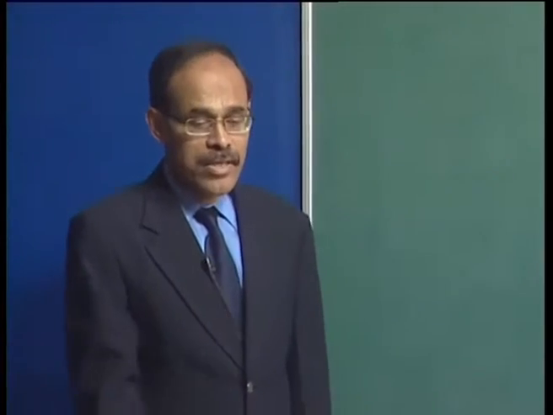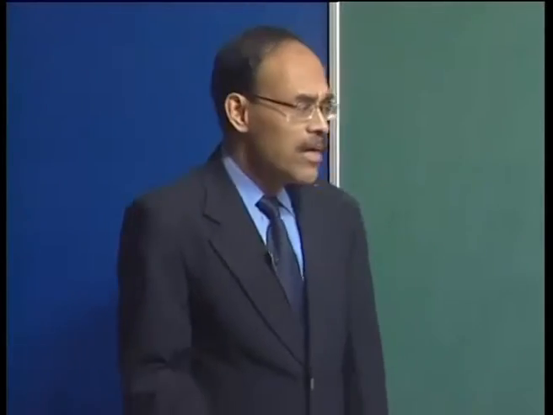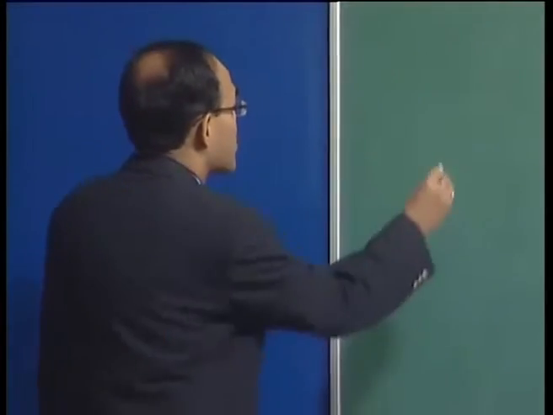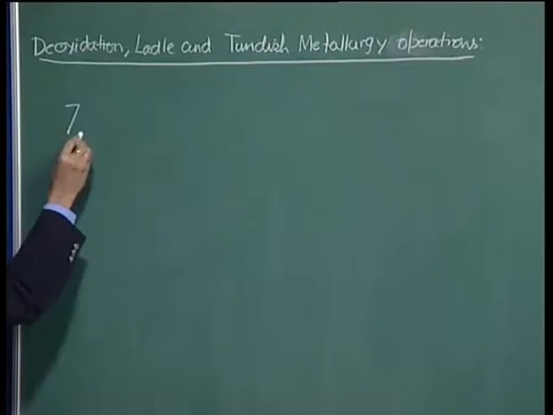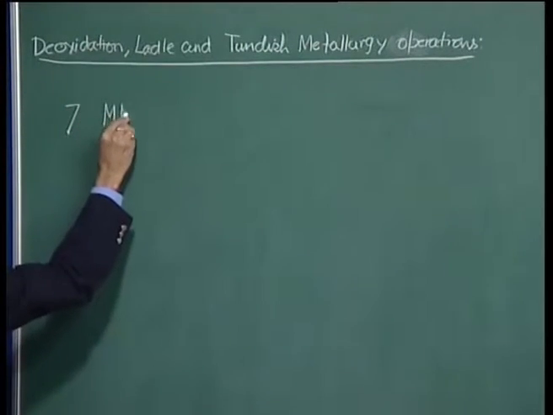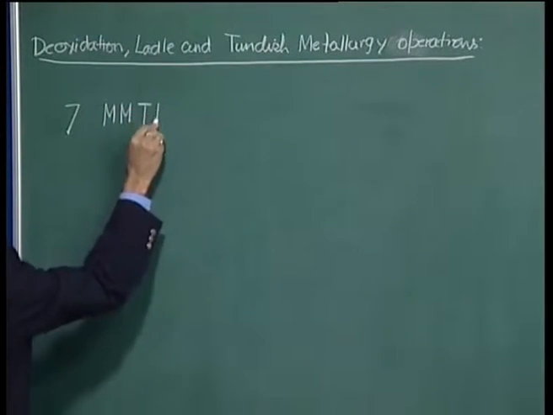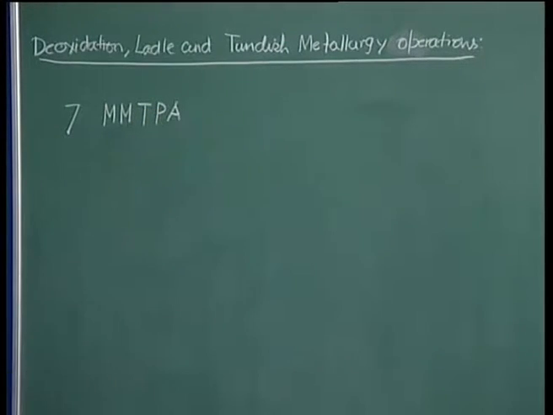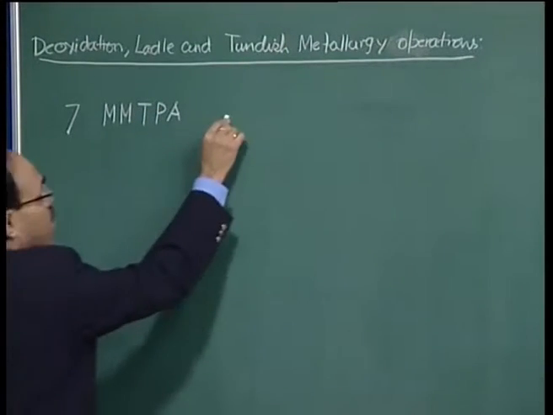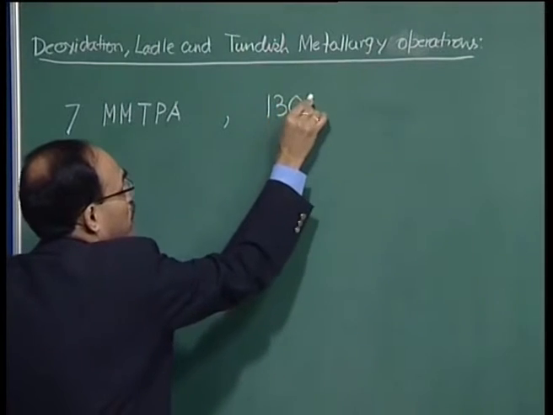The aim is to carry out a simple approximate deoxidation calculation and demonstrate how one can calculate the total amount of deoxidizer needed. Let us consider a steel plant which has an annual production of about 7 million metric tons per annum. Okay, and let's say that the size of a heat is about 130 tons.